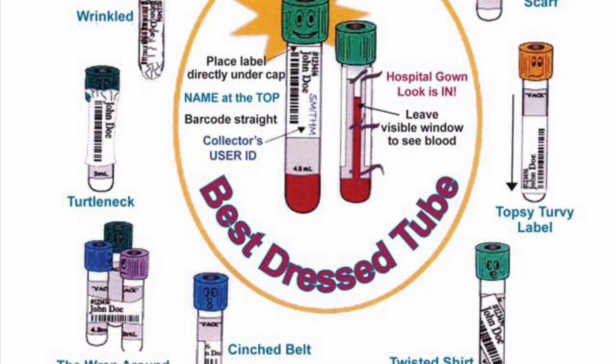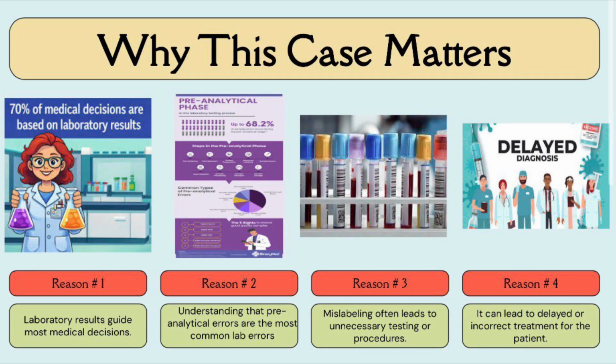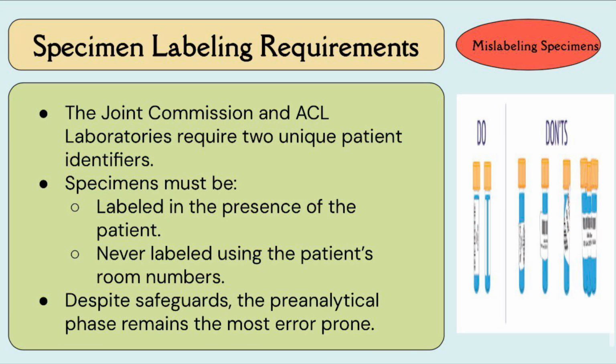This case matters because laboratory results inform 70% of medical decisions. Pre-analytical errors are the most common lab errors. Mislabeling can lead to unnecessary testing, procedures, and delayed or incorrect treatment for the patient. The Joint Commission and CLIA laboratories require two unique patient identifiers. These identifiers typically include the patient's name, date of birth, and medical record number. Because the laboratory relies entirely on proper identification, even one mislabeled specimen can cause serious problems for patient care.